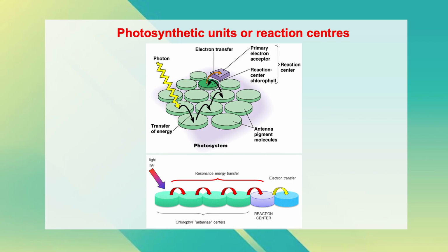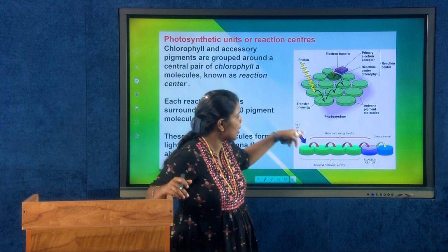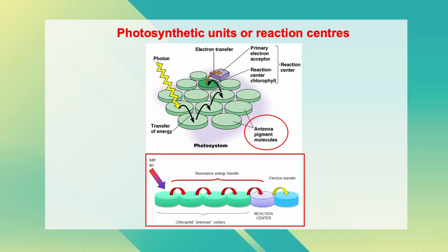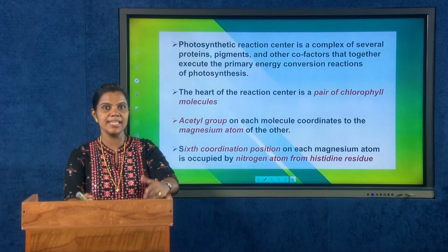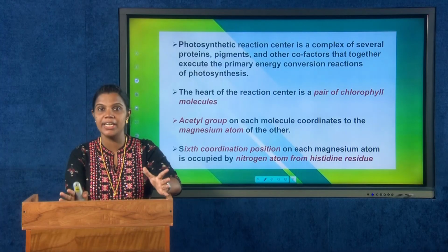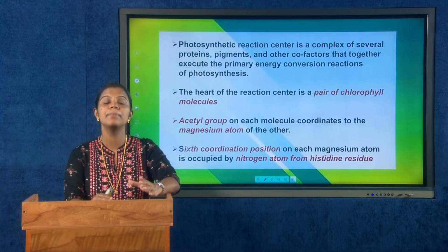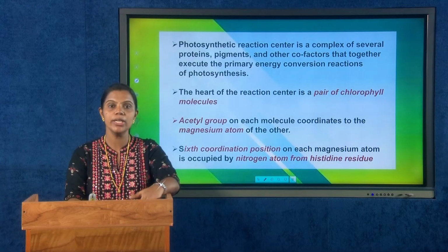These pigment molecules form a light harvesting antenna that absorbs photons of varying wavelength, and this will be transferred by resonance energy transfer to the reaction centers by the accessory pigments. What is a reaction center? In simple words, we can say that a photosynthetic reaction center is a complex of several proteins, pigments and other cofactors that together execute the primary energy conversion reaction, that is the conversion of the solar energy to chemical energy during photosynthesis.